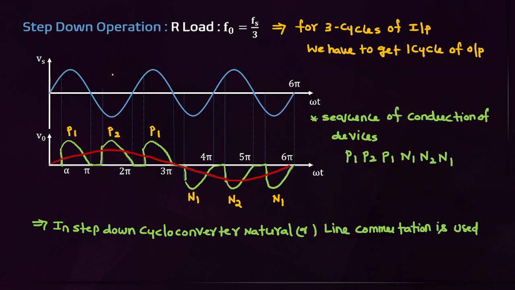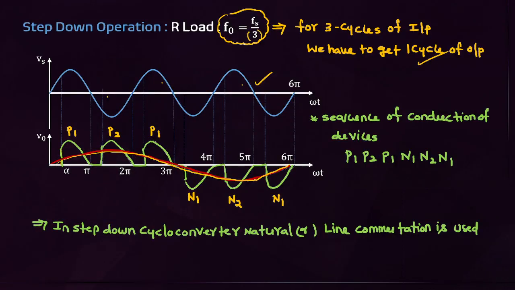First here I am explaining step down mode. Step down mode means we step down the frequency. Let us assume that f naught equals fs by 3. What do you mean by f naught equals fs by 3? For three cycles of input, we have to get one cycle of output. That is step down. Input is 3 cycles, 1, 2, 3, but output is only one cycle we are getting, students. This is called f naught equals fs by 3. Simply remember how to identify how many input cycles and how many output cycles.